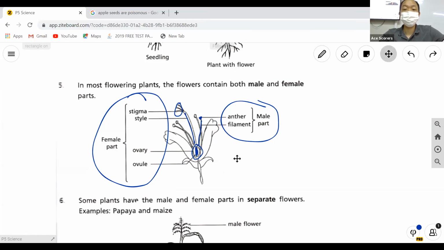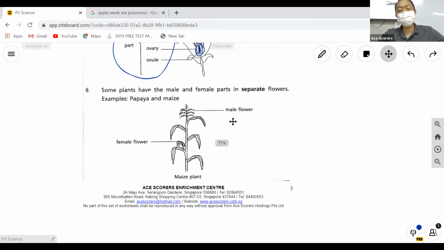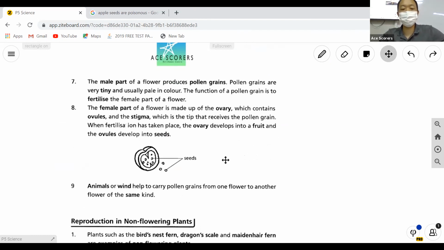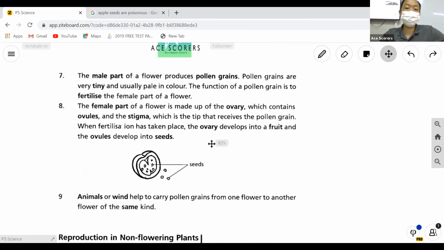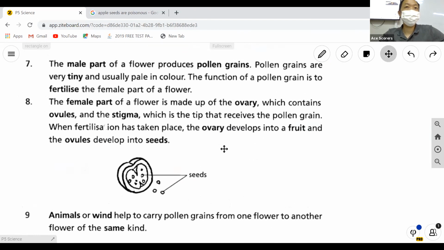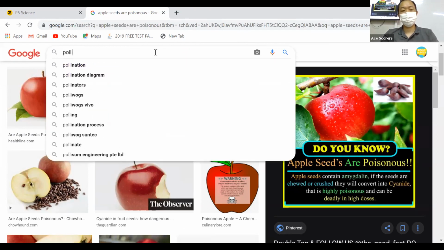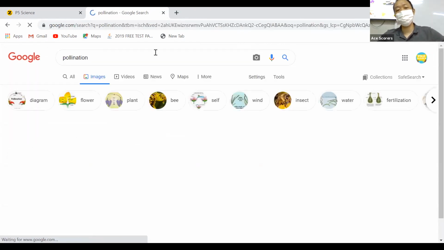Good job. Okay, so some of the plants have both the male and the female, some are separate. But for the male to fertilize the female, you need an insect. You need a pollinator. What is a pollinator? Nobody knows. Pollination. What's the meaning of pollination?